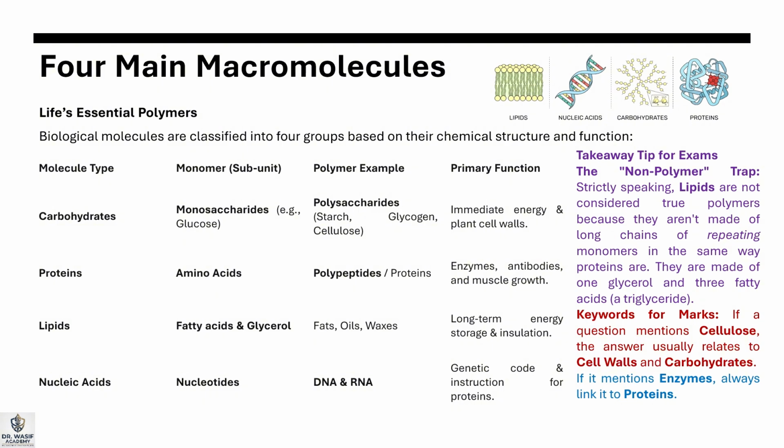Instead, one glycerol molecule joins with three fatty acids to make a triglyceride. And a quick keyword tip: if you see cellulose, think plant cell walls. If you see enzymes, your brain should immediately jump to proteins.